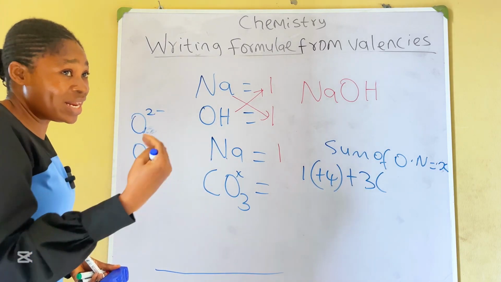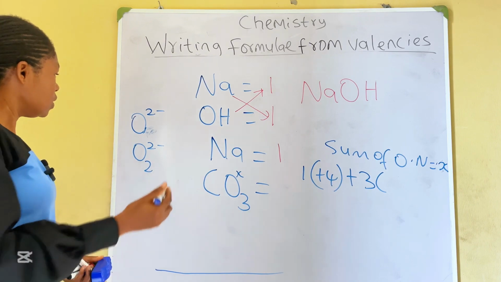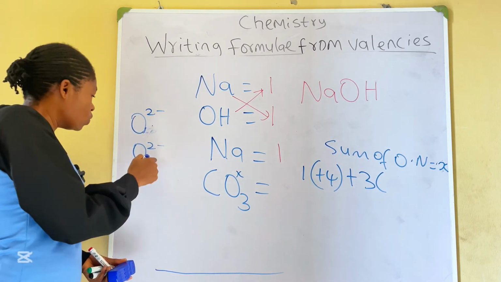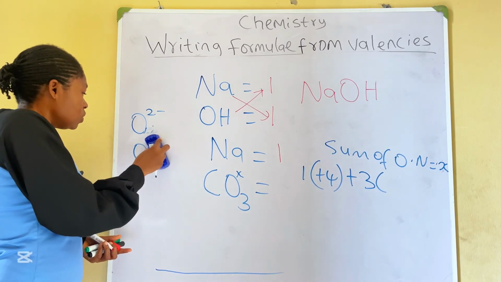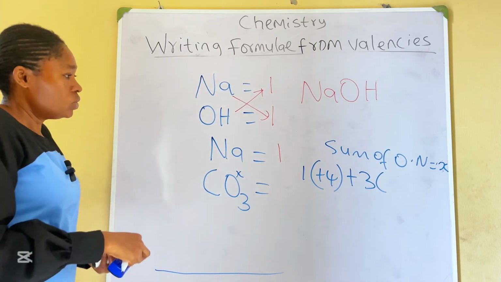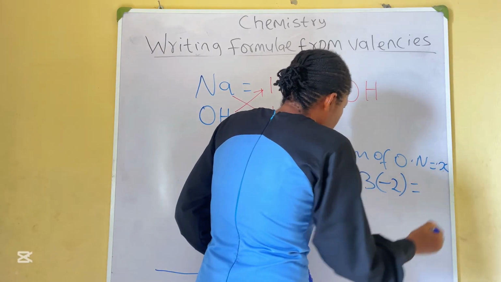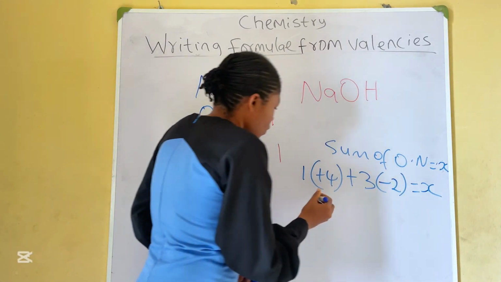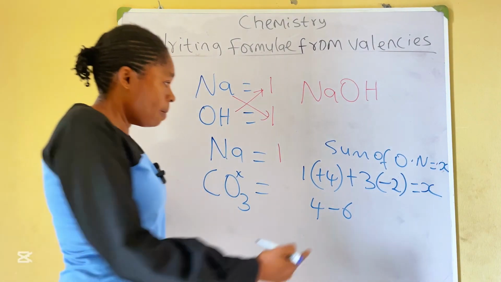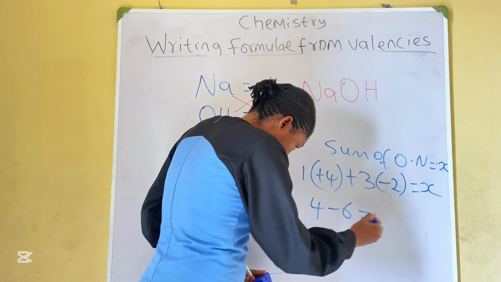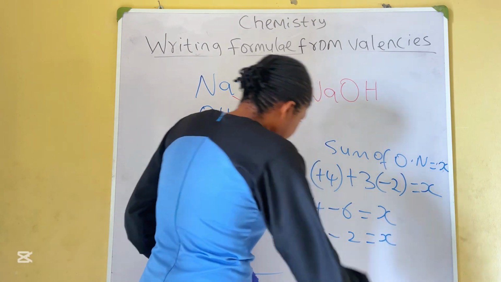-2. Remember it accepts 2 electrons to attain octet configuration. So this oxide ion is what? Peroxide. So in peroxide ion, the oxidation number of oxygen will be what? Will be -1. So the oxidation number of oxygen is always -2. Equals the charge. I'm looking for the charge. 4 minus 6. 3 times -2 is -6. So 4 minus 6 will give me what? -2. So the charge is -2.